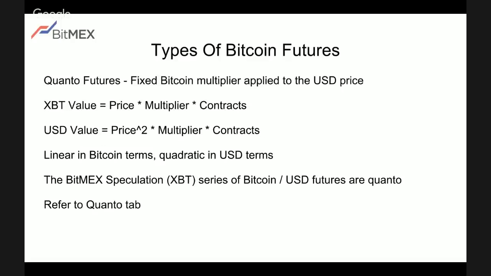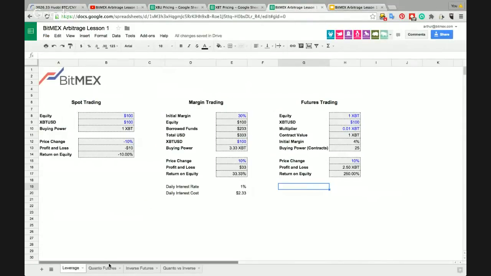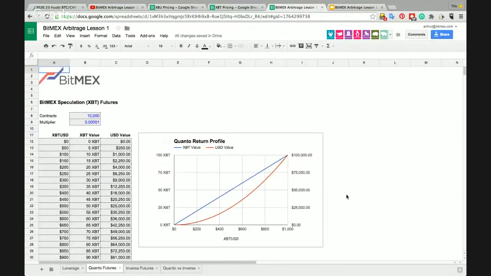Now let's go over some more detail about how these perform under certain circumstances. So please refer to the Quanto Futures tab on this spreadsheet. So right here, I have given an example. Assume that you hold 10,000 contracts of a BitMEX Quanto Futures contract. We use the three-letter acronym XBT in front of the expiration nomenclature for Quanto. And we have a multiplier of 1,000 Satoshis.